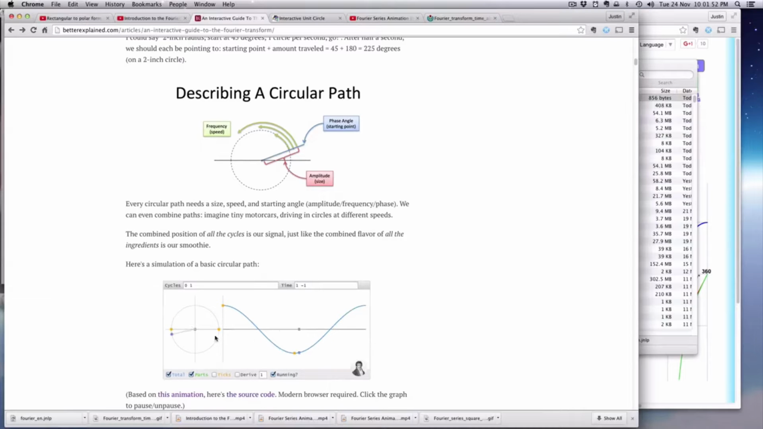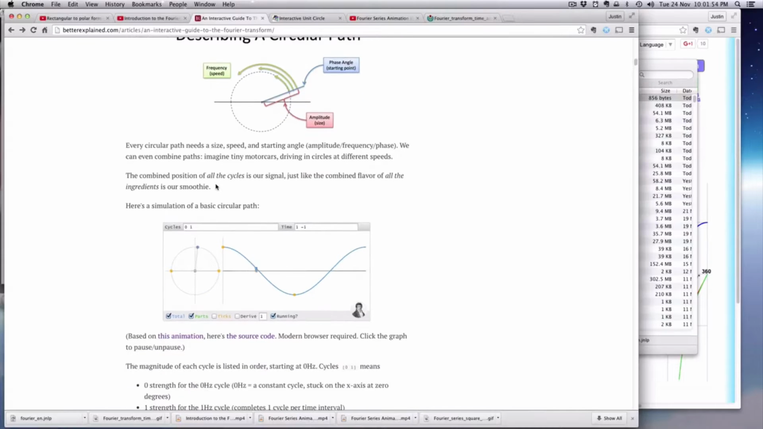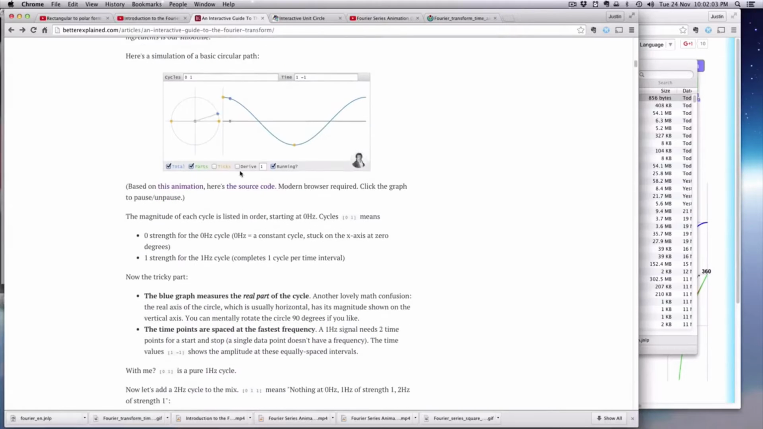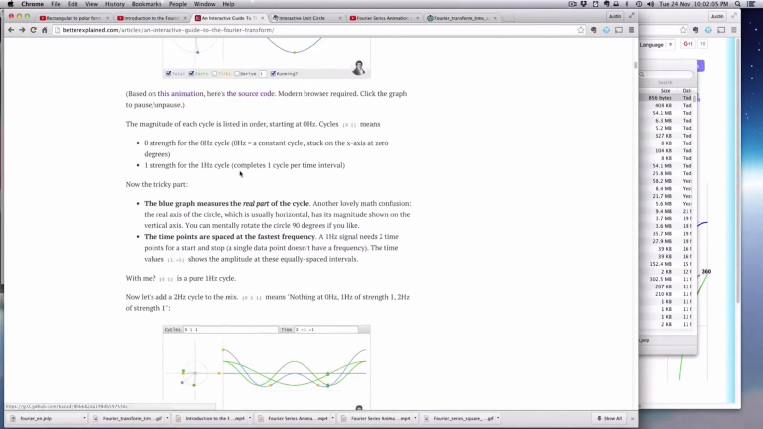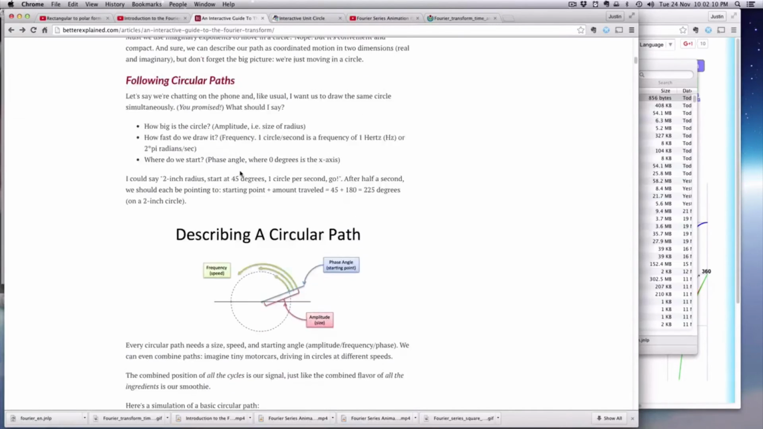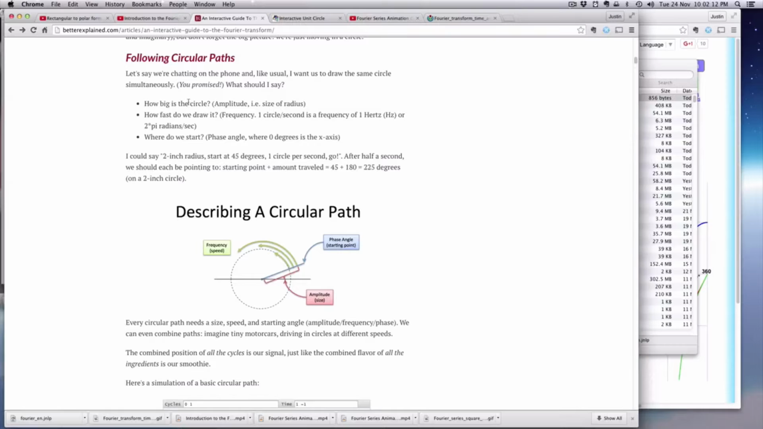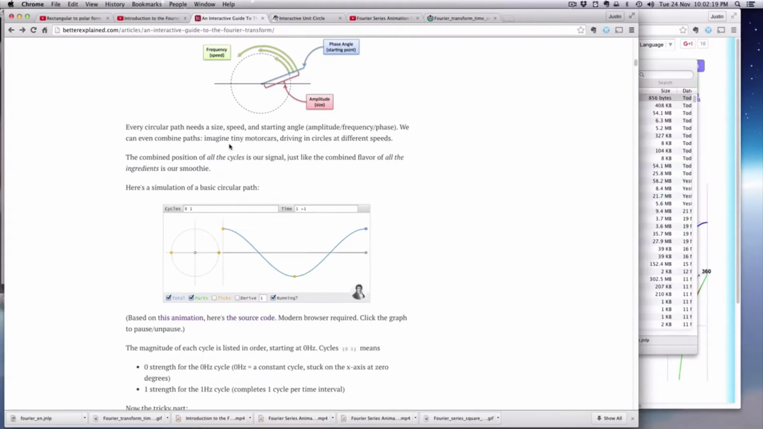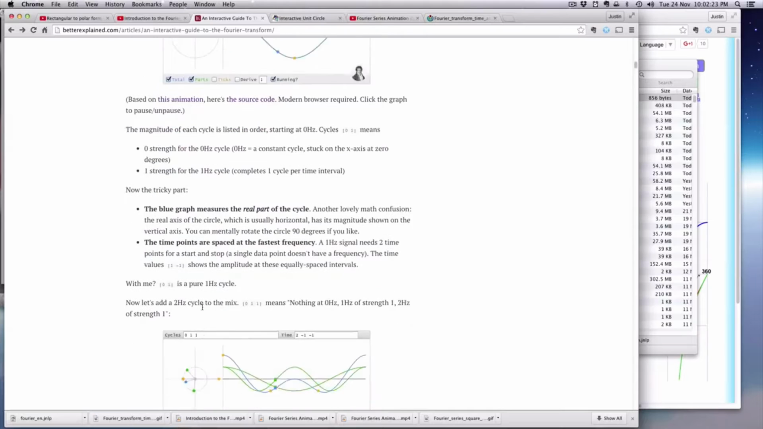We often think about that shape, but if you think of that circular path, it becomes more clear. Some of the other stuff they're going to explain about the Fourier transform in terms of phase and complex numbers and such, which we'll get into. Okay, so what does he say here? How big is the circle? Amplitude, size of the radius. How fast do we draw it? The frequency. And where do we start? The phase.